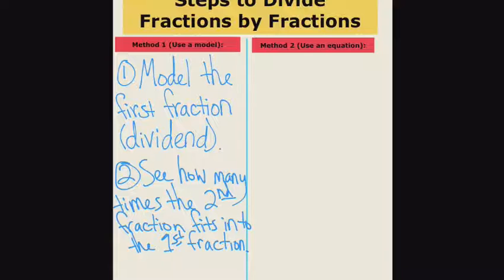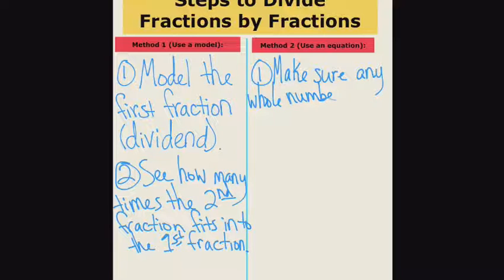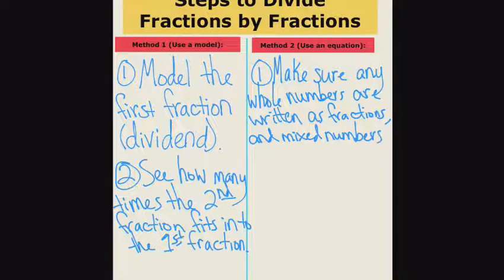Okay, now with method 2, using an equation, step 1 is we need to make sure any whole numbers are written over 1 and any mixed numbers are written as improper fractions. So let's write that down. So make sure any whole numbers are written as fractions and mixed numbers are written as improper fractions.